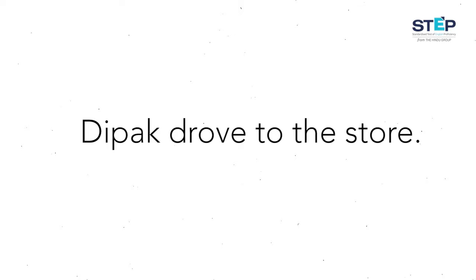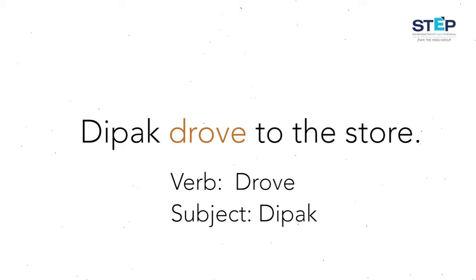A verb can show a physical action like driving or writing. For example, Deepak drove to the store. The verb here is drove, which is an action done by Deepak. You can see Deepak driving, so you can see a physical action. Now let's look at some other examples.